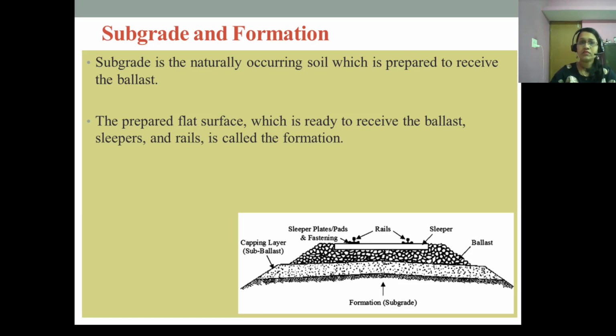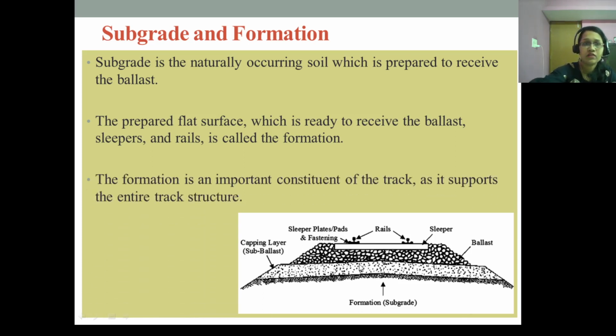The prepared flat surface which is ready to receive the ballast, sleepers and the rails is the formation. As you can see here, this is the formation, the subgrade. These are the rails, these are the sleepers, and this is the ballast. So with this I think it is clear. The formation is an important constituent of the track as it supports the entire track structure.